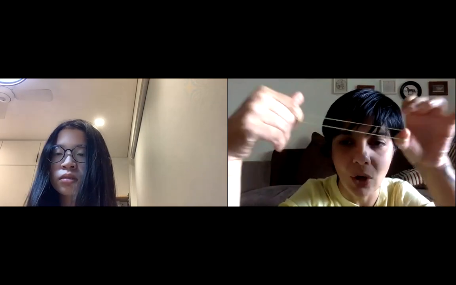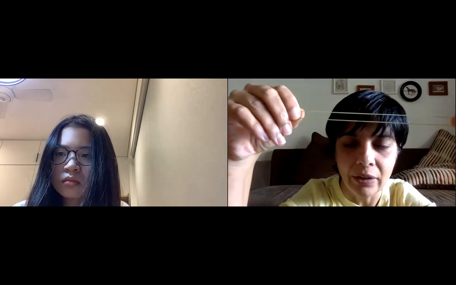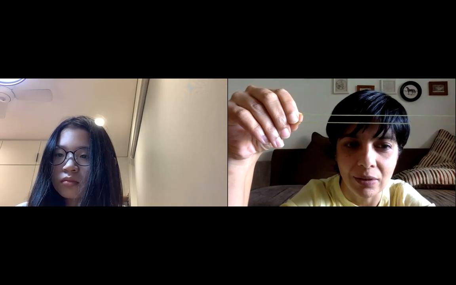Do you know what this is? Rubber band. And what kind of energy does it have? Elastic. And what kind of energy is it? Is it potential or is it kinetic? Potential. So the energy lies in its stretched form, right?